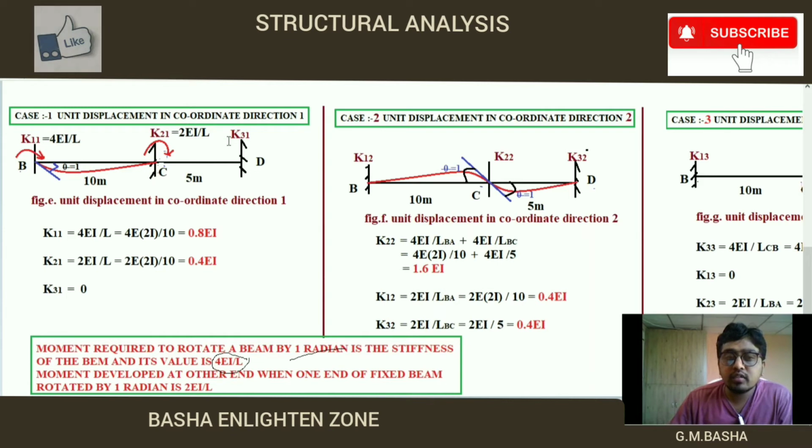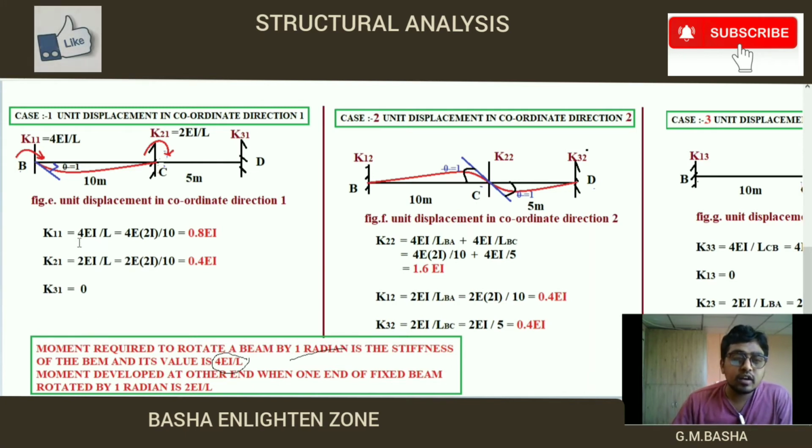And what about K31? Whatever the moment we are inducing, 4EI by L, it can develop moment at its other end, but not at K31. So whatever the moment inducing at K11, it cannot develop any moment at K31. Why? Because this is for B, it is the connecting member to C. So we are just carrying half of the moment to its other end, but it cannot develop any moment at D. Why? Because it is too far, it is away from B, it is not a connecting member to B. Therefore we are considering this K31 will be equal to 0.